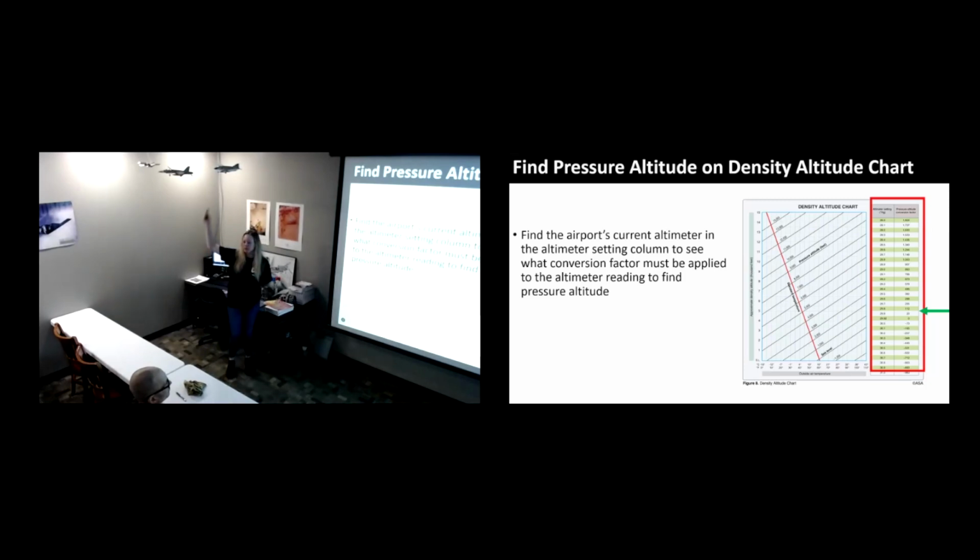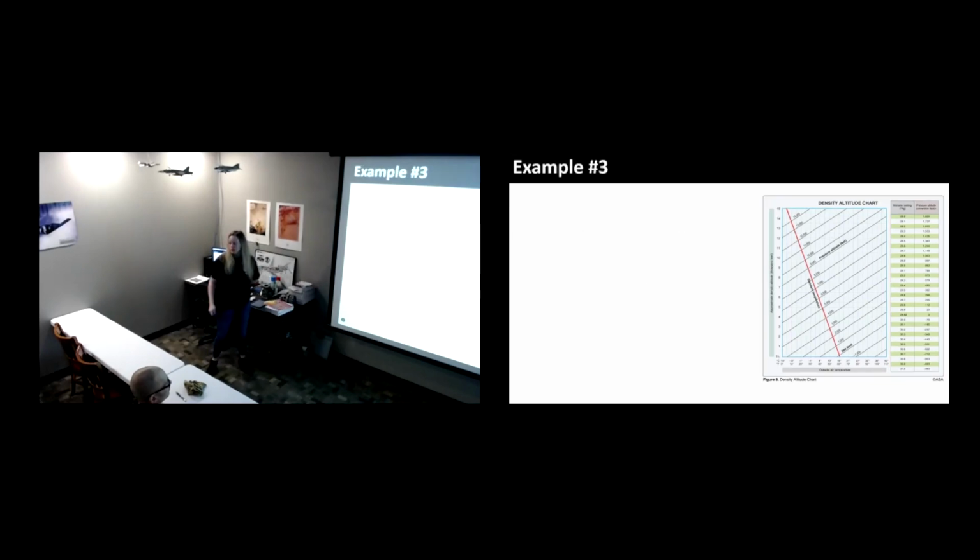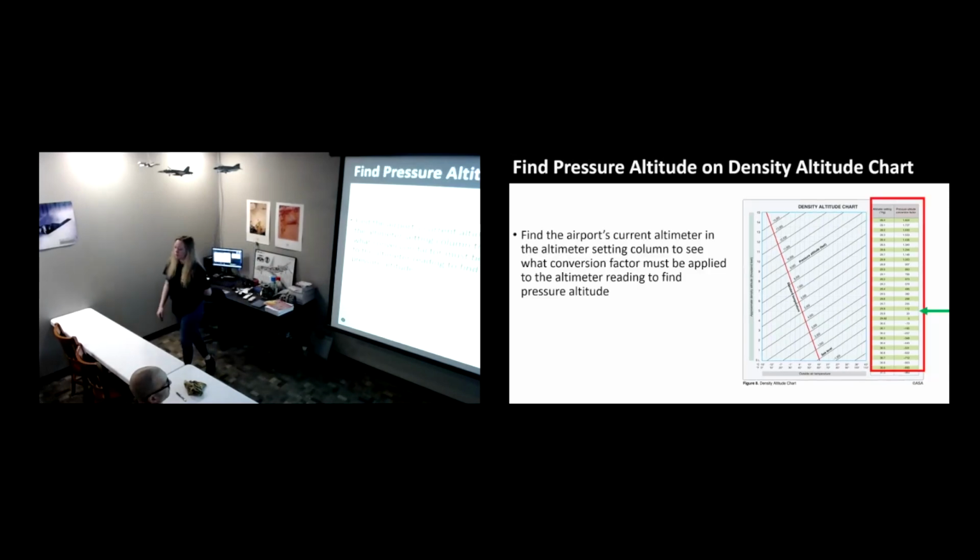Who's lost? Okay, you can be lost. So just to confirm, pressure altitude is different than density altitude. It's just like the step we need before we take it to density altitude. Exactly. And some problems will give you the pressure altitude like we already did, and some will give you an altimeter setting and say, find me the density altitude, and you need to do this middle step that we're about to do.